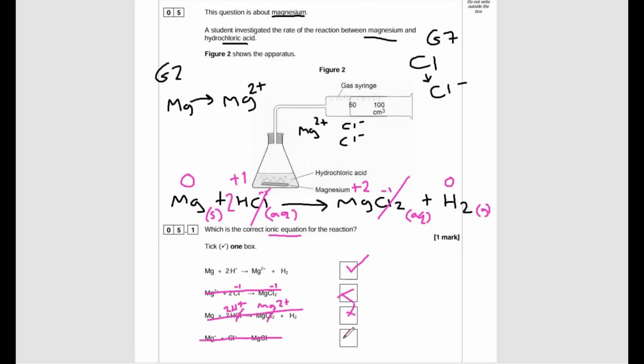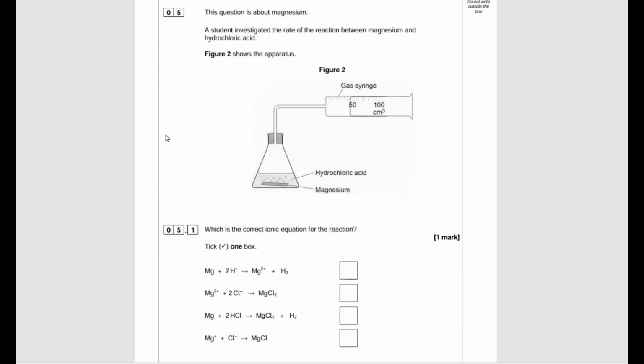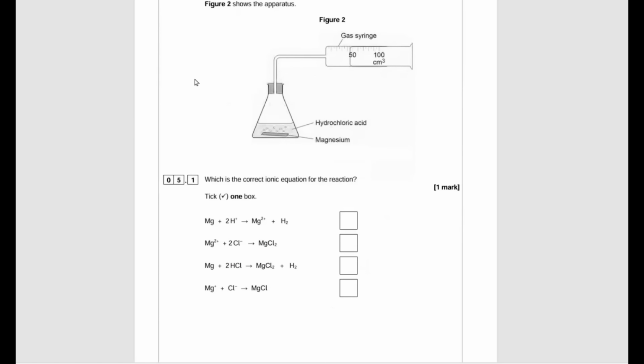Okay, that was a long explanation for a one marker, but people find ionic equations hard. Hopefully that's been useful. If it has, make sure you hit the like, peeps. It is a higher level thing. You can still get a level 9 without really understanding ionic equations, although it is helpful if you do.